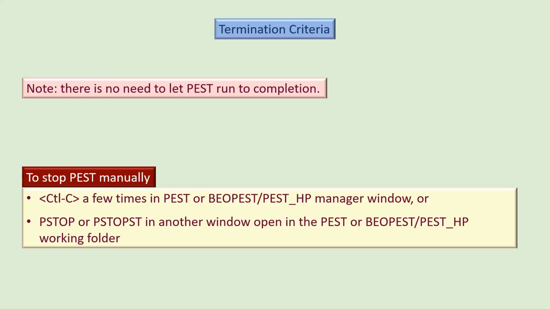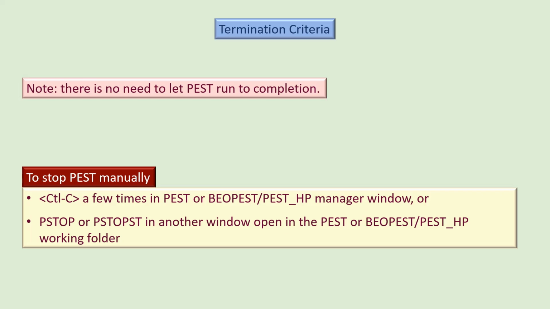But normally when I run PEST, I stop it myself. I stop it when the objective function isn't falling very much, or when it becomes clear that it's not going to fall. So by setting those termination criteria conservatively, that tells PEST keep going for a long time, and that gives me the option of stopping it myself, normally after a much shorter time.